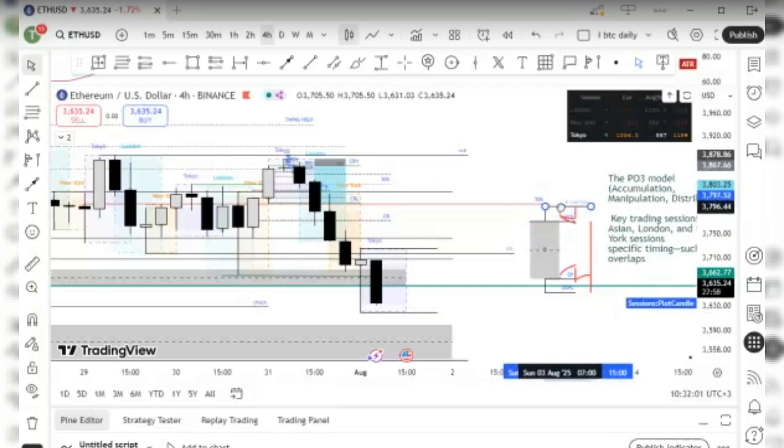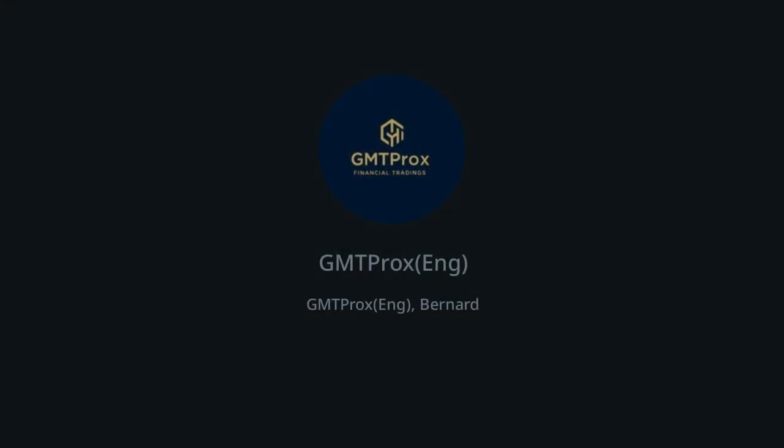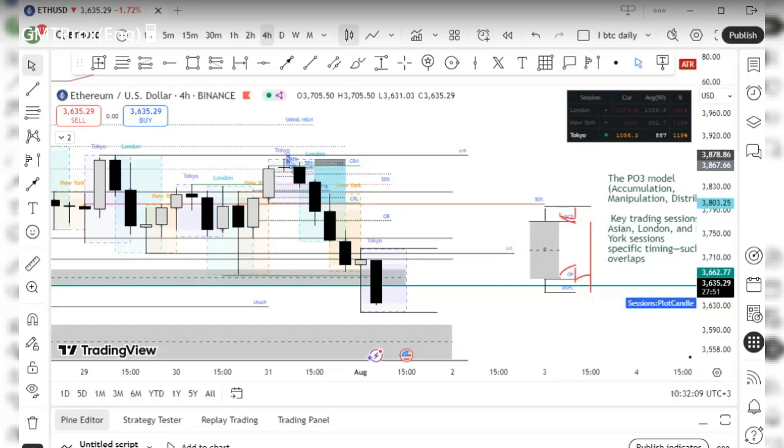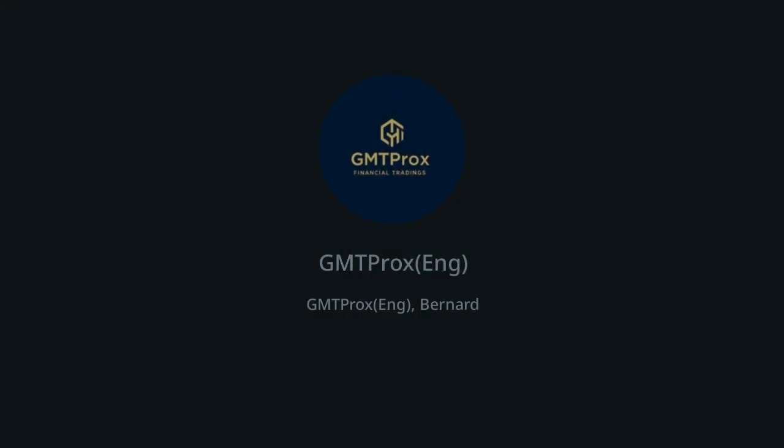So we have already identified our accumulation. So what next? Now if you look at the patterns, these patterns involve a small candle forming completely within the range of a previous larger candle. Inside candles signal a period of consolidation and accumulation as institutional players build their positions. So here, if you go to a lower time frame, you will see multiple different candles.